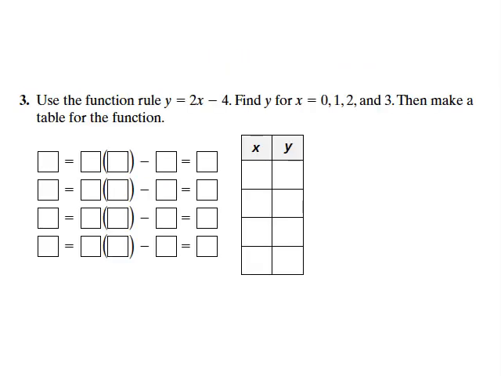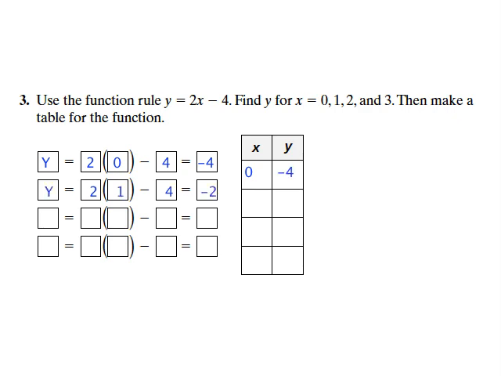Number 3. Use the function rule y equals 2x minus 4. Find y for x equals 0, 1, 2, and 3. Then make a table for the function. So we'll start off with the first one. Y equals 2 times 0 minus 4. That would be negative 4. So when x is 0, y is negative 4.